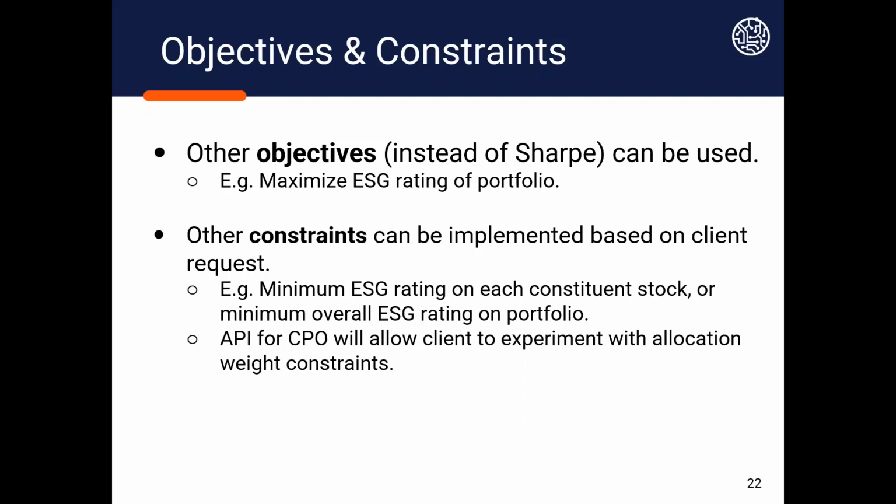So for example, instead of constraining the weights, you might want to impose a minimum ESG rating on your portfolio. Or in terms of objective, you can say you want to maximize the ESG rating of the portfolio instead of Sharpe. So the objective doesn't have to be returns or Sharpe. It can be anything you want, and the constraints indeed can also be anything you want.